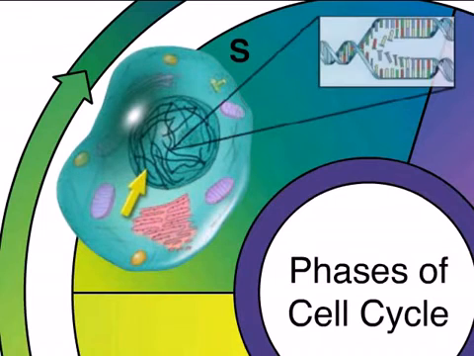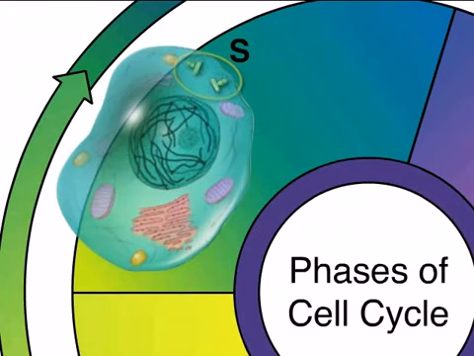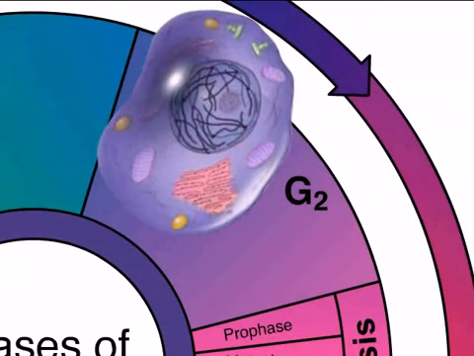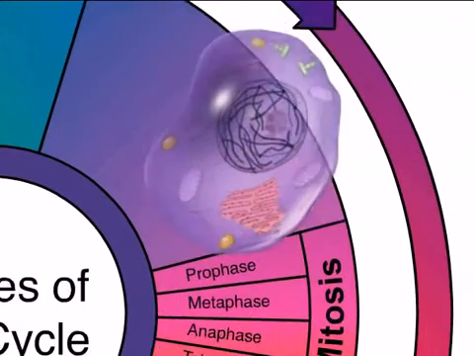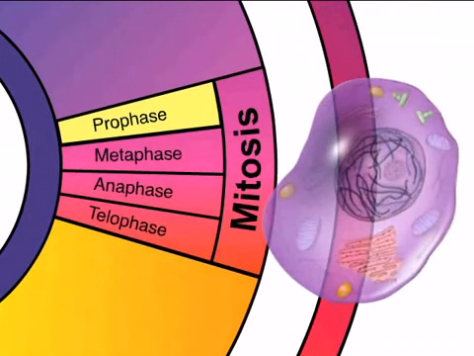In G2, RNA and protein are synthesized. Proofreading also occurs. The DNA replicated in the S phase is checked for mistakes. If mistakes are found, the cell repairs them or receives a signal to self-destruct, called apoptosis. The difference between G2 and G1 is that in G1, DNA and protein are made, while in G2, RNA and protein are made.